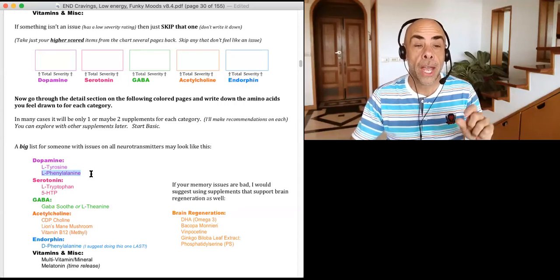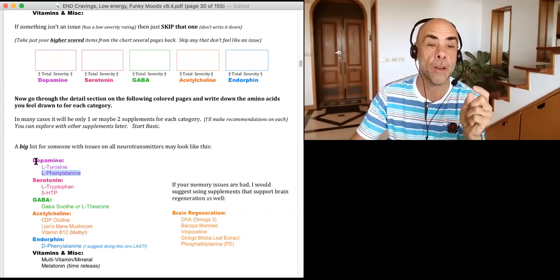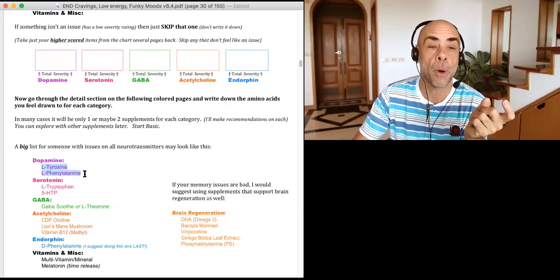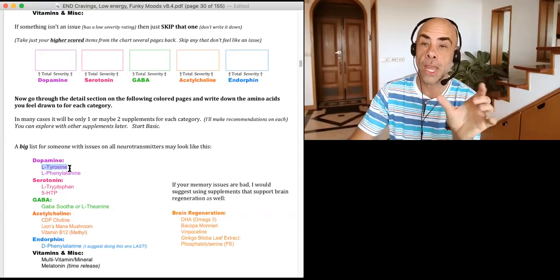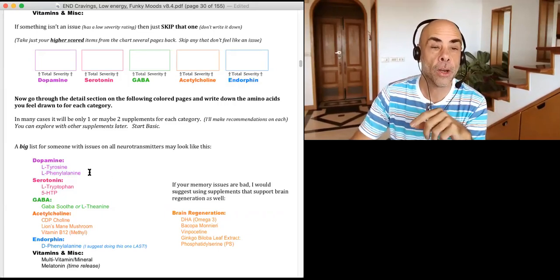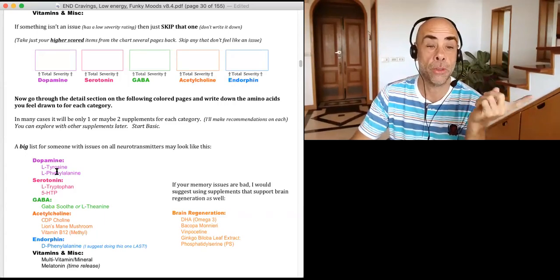L-phenylalanine does about 20% of the dopamine receptors. So I recommend that you get both of those. You'll start with tyrosine. You'll get that running first, and then you'll get L-phenylalanine added in there. But I recommend you buy both of those if you have dopamine issues going on.